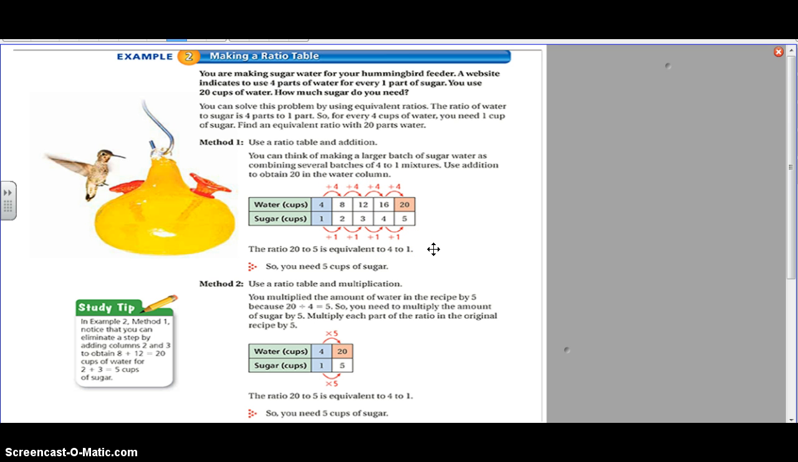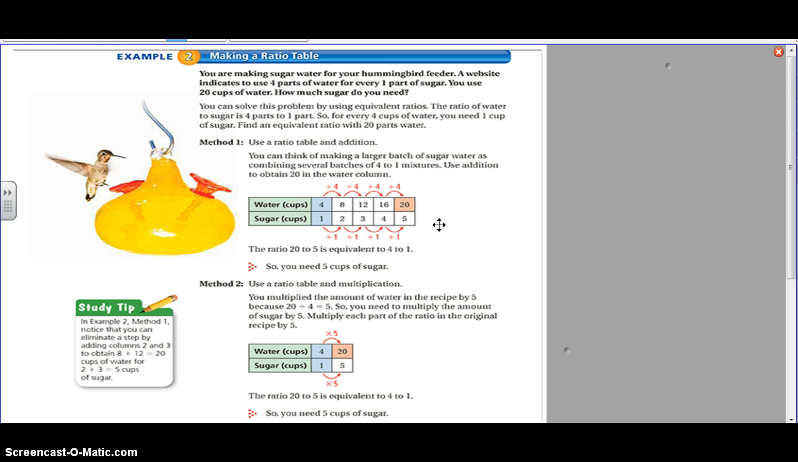So the ratio 20 to 5 is equivalent to 4 to 1. So this and this pretty much mean the same thing. Again, very much like a fraction.